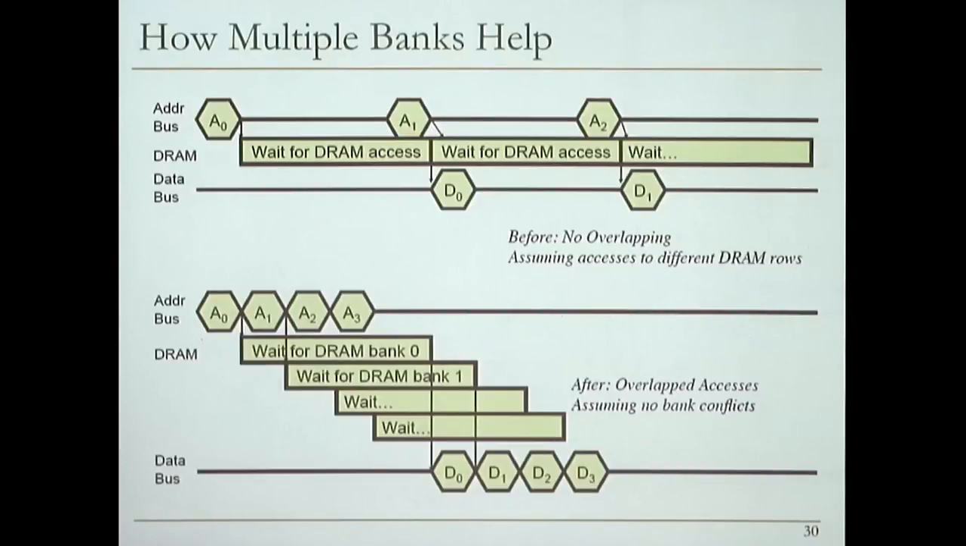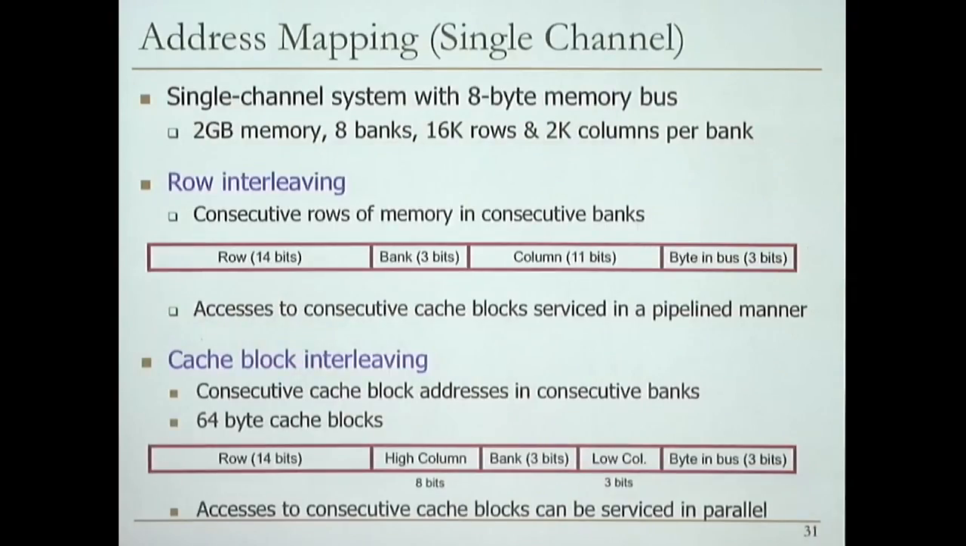Hopefully this is clear. Now, if you have multiple channels, of course, then you have multiple data buses, so you could actually get multiple data items in a given cycle. So this is one example of address mapping in a single channel. Basically, if you have a single channel system with an 8-byte memory bus, and if you assume these parameters over here, you would see that we will have an address that looks like this.